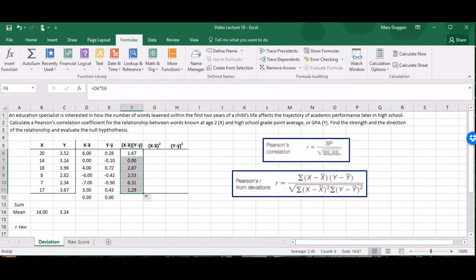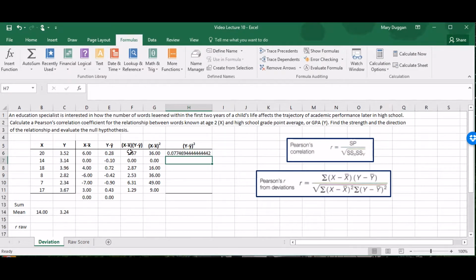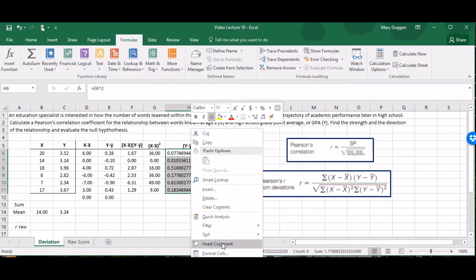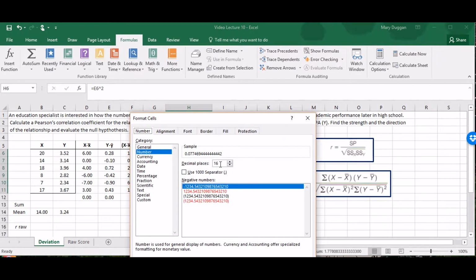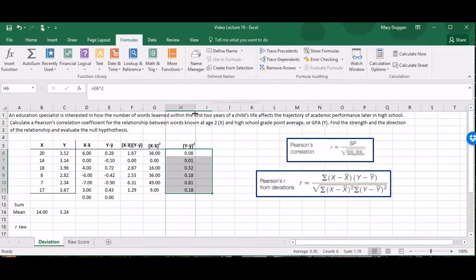The next step is to square the x deviation scores. So we have the x deviation here, easy enough, put equals, and I will square it, and I will drag down. And we have to do the same for the y deviation score. So I'll take the first y deviation score and square it. Okay, and we go all the way down. We make it more beautiful by getting rid of the 16 decimal places.